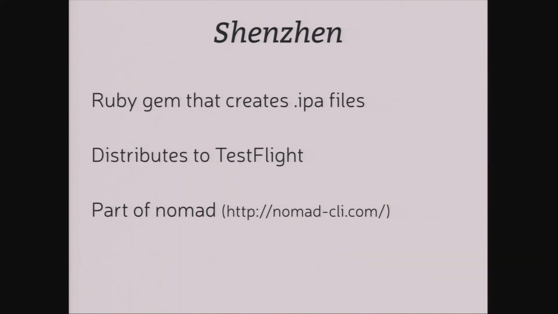Nomad is a set of command line tools for the Apple environment. It has something called Houston, which lets you do push notifications from the command line. It also has Shenzhen, and something called Cupertino, which manages all your device provisioning profiles and device permissions and stuff like that too. And it's all in Ruby.